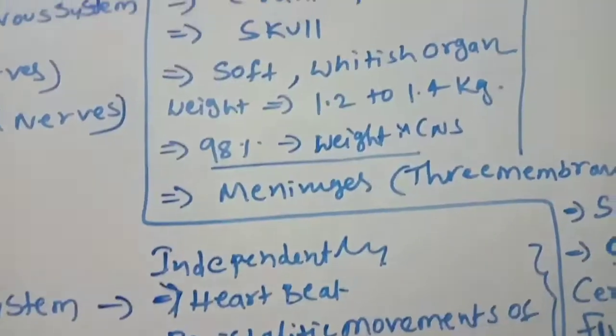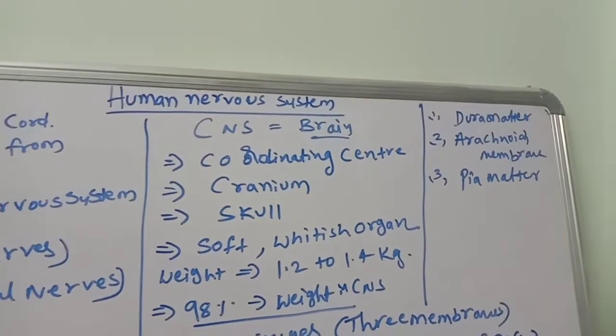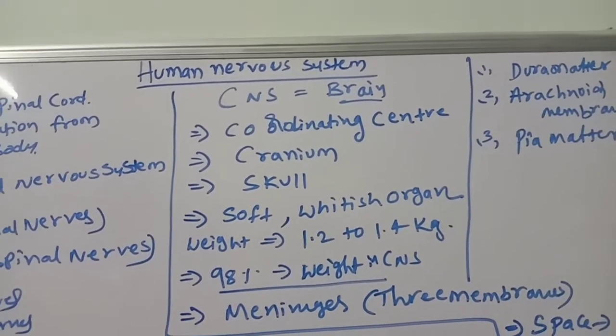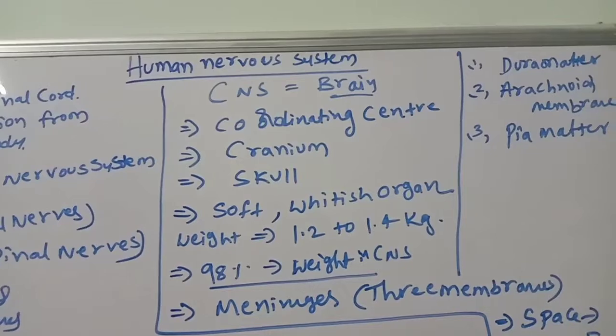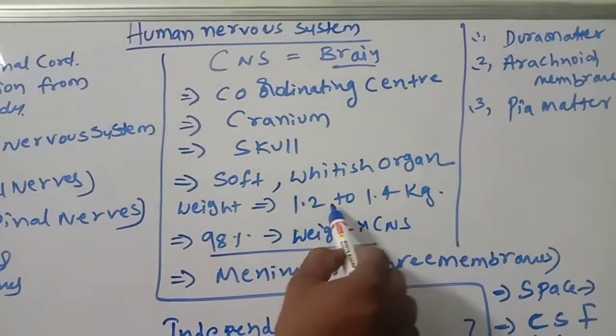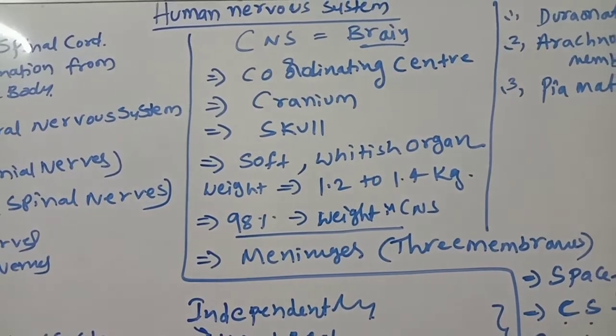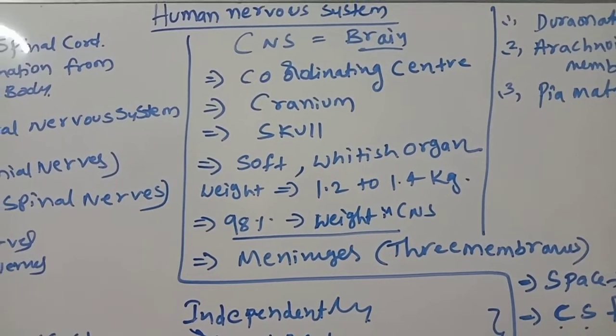So, the remaining part: just now we discussed the brain. The brain is located in the skull, the bony cage called the cranium. In that skull cavity the brain is located. It's a soft whitish organ. The weight is 1.2 to 1.4 kgs. In the central nervous system, compared with all the parts, the brain occupies 98% of the weight.